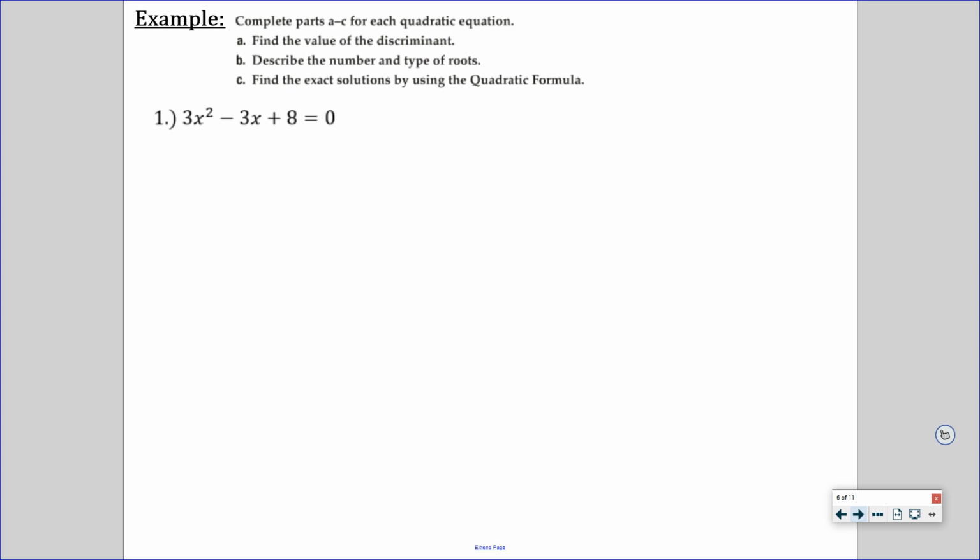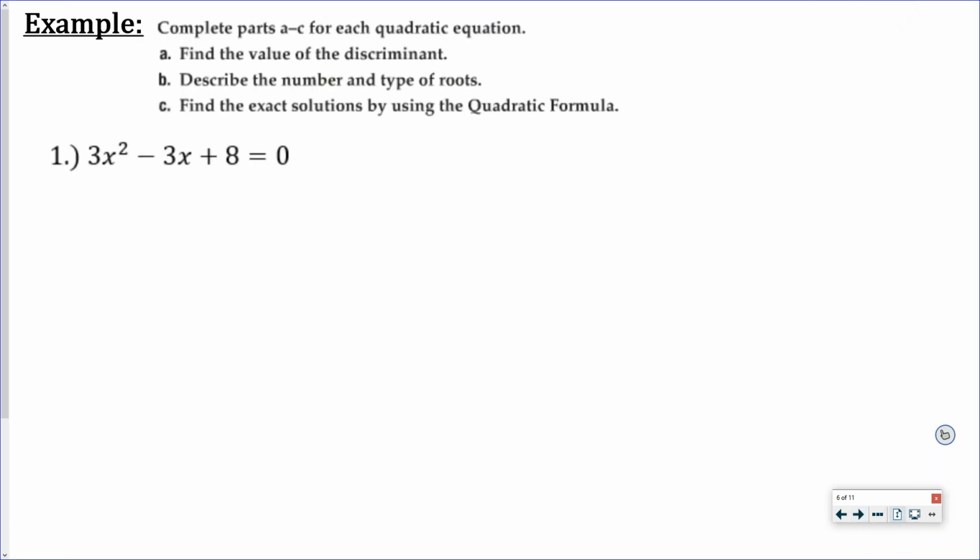Okay, so here's a breakdown of a problem like this. Complete parts A through C for each quadratic equation. We're just going to do one of these. So A says find the value of the discriminant. So the discriminant is just that piece that's under the radical, the b squared minus 4ac. Describe the number and types of roots, and then go ahead and find the exact solutions by using the quadratic formula. Okay, so let's start with letter A here.